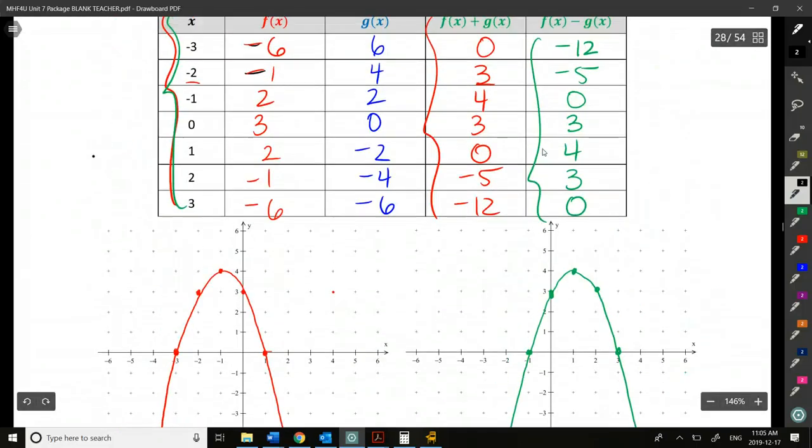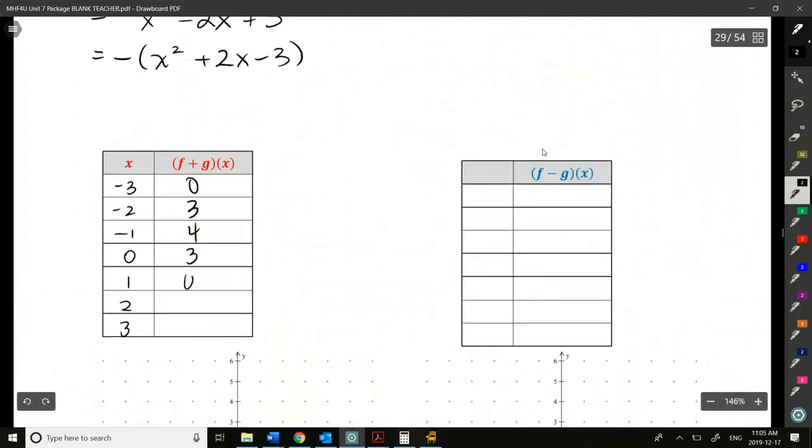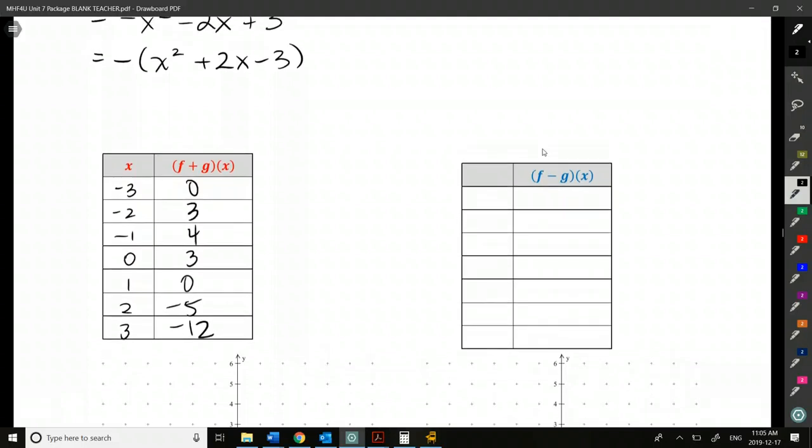And then, what did we have? 0, negative 5, negative 12. Okay, you could also create a quick sketch of this by just factoring it and finding the x-intercepts, plot your vertex and your y-intercept as well.